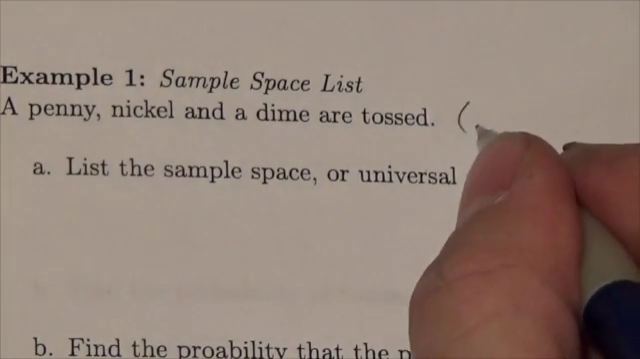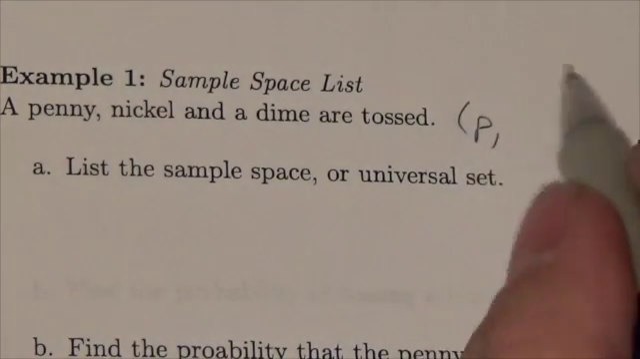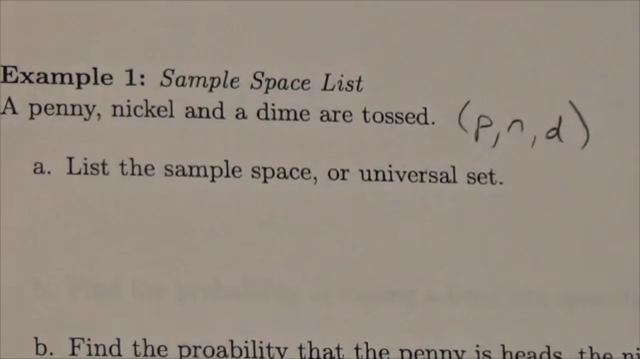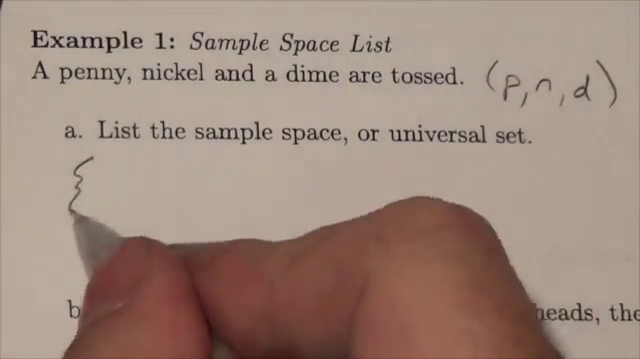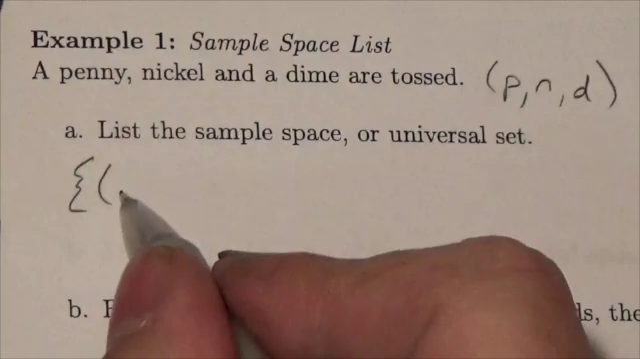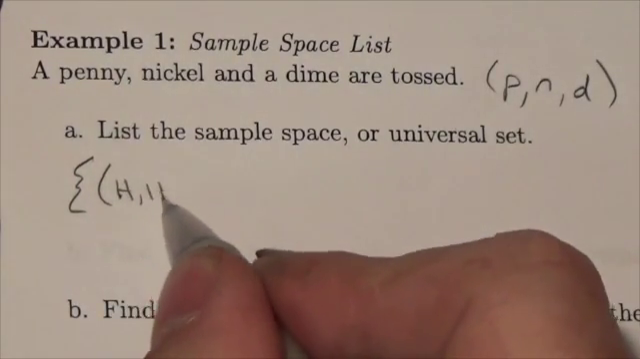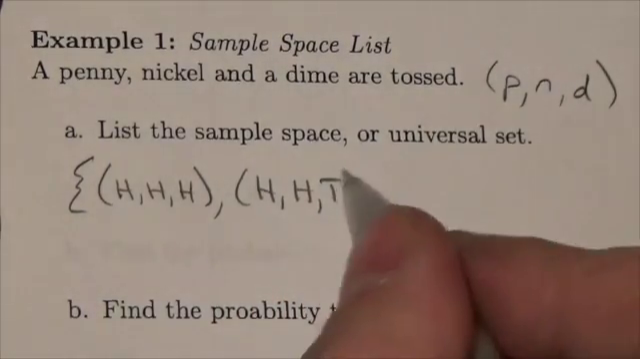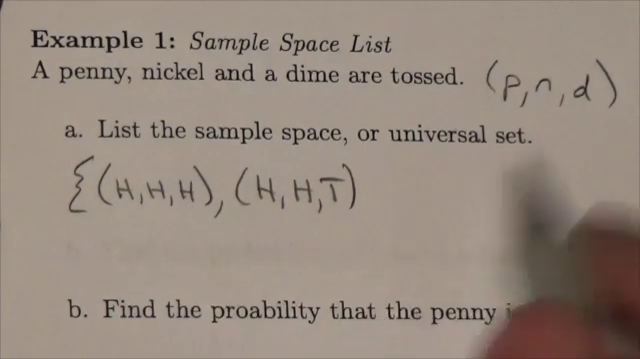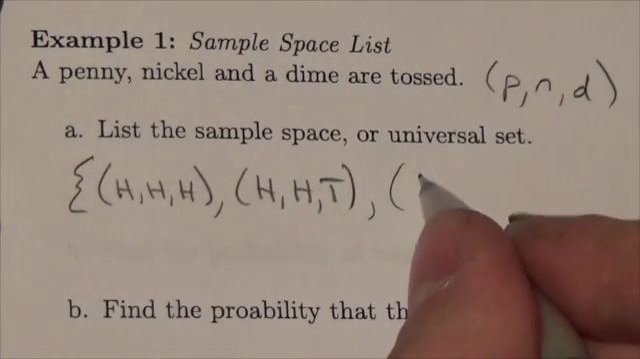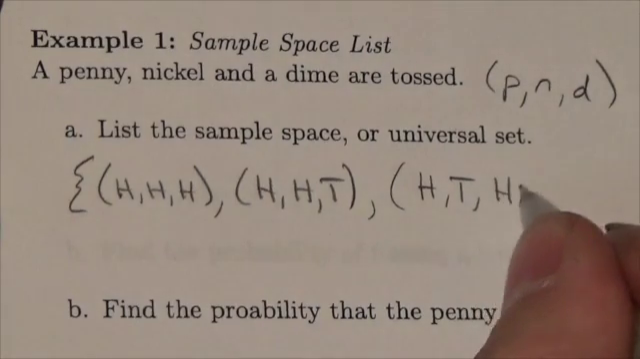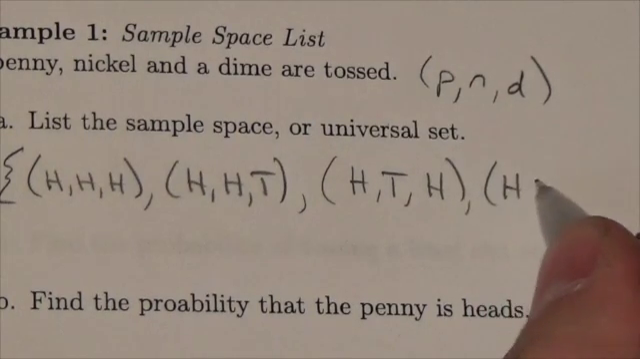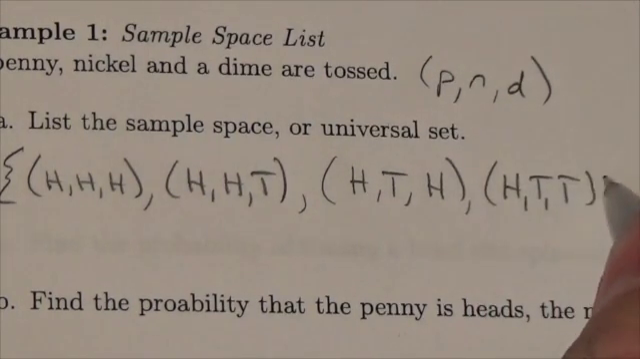In my ordered triplets, I'm going to have penny, nickel, and dime, just so that we're all aware of what each one of those represents. So my sample space is going to be the set, and it's going to look like this. It could be heads, heads, heads, or it could be heads, heads, tails. That's the dime switching here. And now it could be heads, tails, heads, or it could be heads, tails, tails.